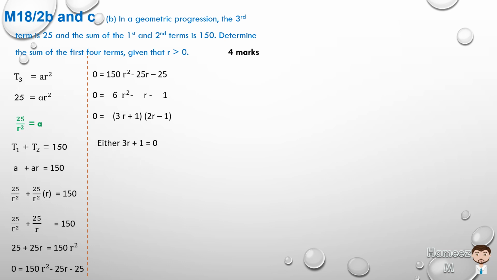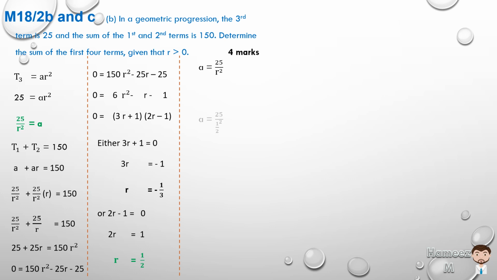Either 3r plus 1 is equal to 0, which means that 3r is equal to minus 1. So r is equal to minus 1/3. Or 2r minus 1 is equal to 0. So 2r is equal to 1, which means that r is equal to a half. And if we go back to our question above, the last thing they told us was r was greater than 0. As such, r is equal to a half. And if we know r is equal to a half, we can substitute into the equation a is equal to 25 on r squared.